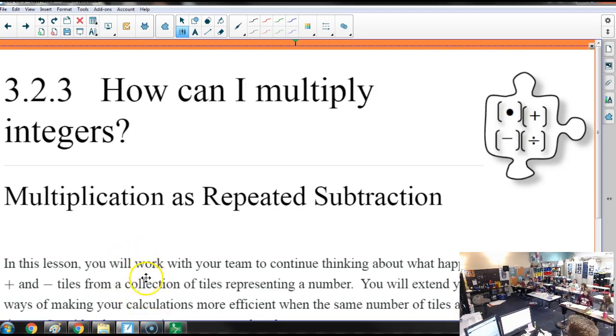I try. So, what we're going to dive into next time I see you, which I don't know exactly when that is or who's going to teach math or how that's going to work tomorrow, but we'll tell you in the morning, is multiplication as repeated subtraction.